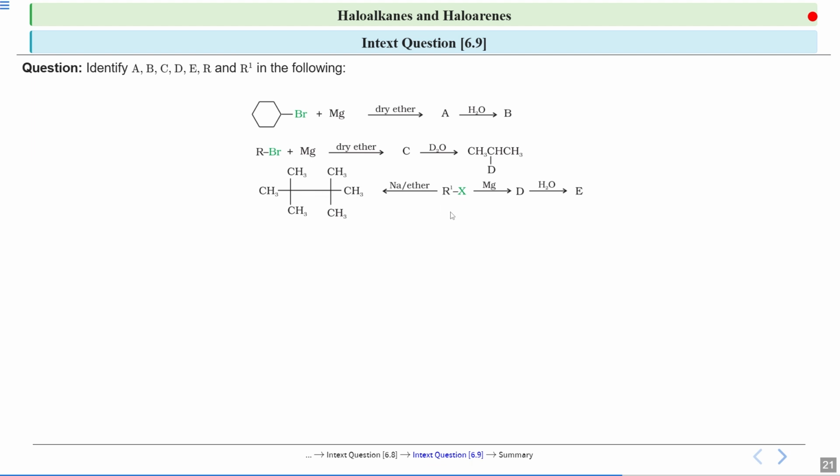And when the same R1X is reacted with magnesium, you get a product D. You have to identify what D is. And when D is reacted in the presence of water, you get E, and you have to identify what E is. So A, B, C, D, E, and R and R1 are the unknown compounds that you have to identify in these reactions. You are given some time, try to analyze this question, and then we will see the answer.